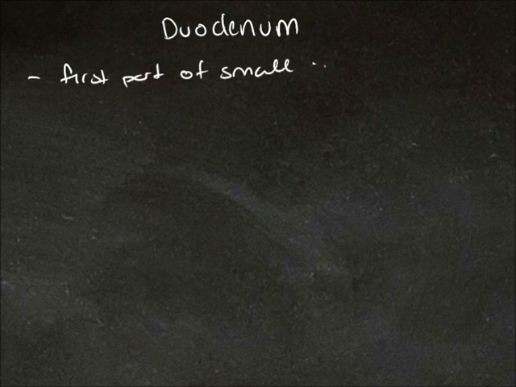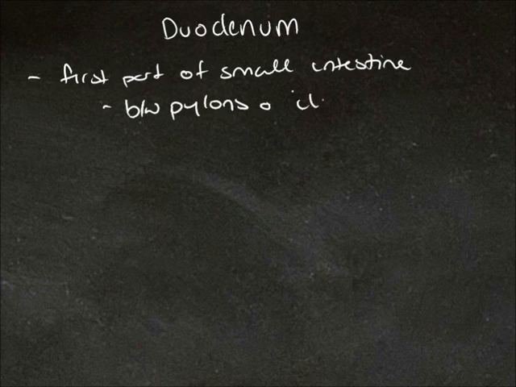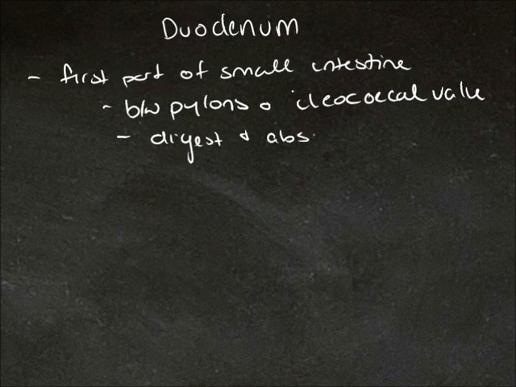Today I'm going to take you through the duodenum. The duodenum is the first part of the small intestine. The small intestine is between the pylorus and the ileocecal valve. The function of the small intestine is to digest and absorb nutrients. The duodenum connects the stomach to the jejunum, which is the next part of the small intestine.